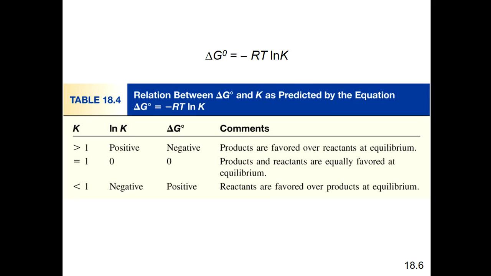And if K is much, much less than 1, then our natural log of K is negative, which makes our delta G positive, and the reactants are favored over the products.